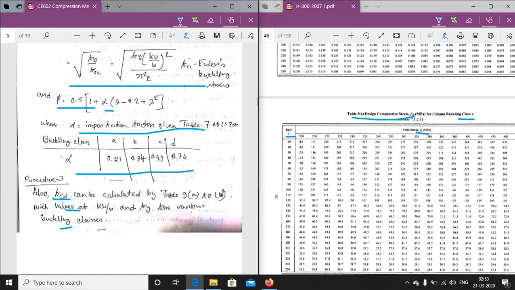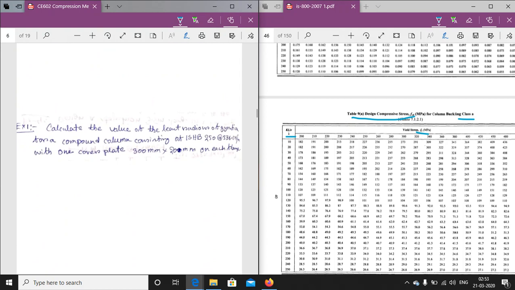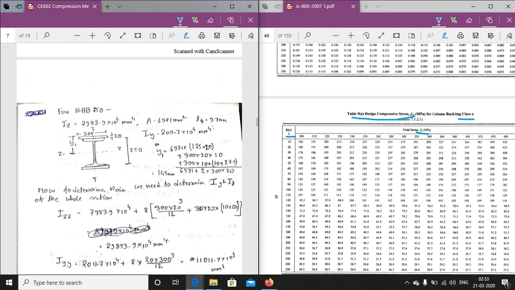Now we will do some maths and examples. First, calculate the value of the least radius of gyration. How to calculate the least radius of gyration? The formula of the least radius of gyration is equal to root over of I by A. Now the section is like that, a built up section. Because of the built up section, the center of gravity, that is the CG distance, will also change.